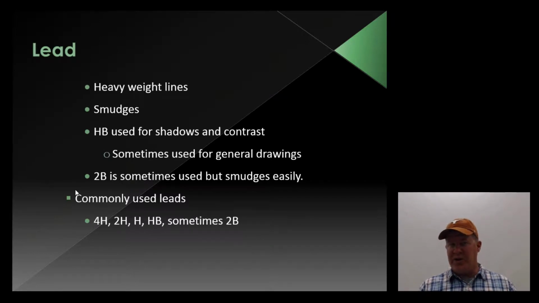I never draw my shadows on the original landscape design. I do that with a purple magic marker. But it's sometimes used for general drawings, so perfect for irrigation sketches or an as-built irrigation plan. A little better yet, for an after as-built irrigation plan, it's probably good to use colored pencils. But then 2B is sometimes used but smudges even more. So our commonly used leads are 4H, 2H, H, HB, and sometimes 2B.